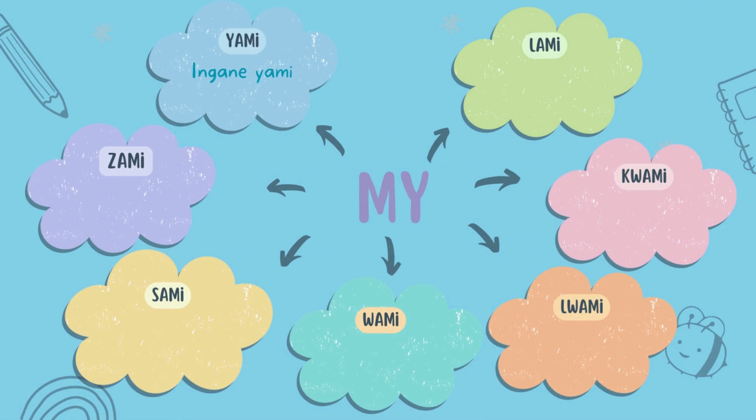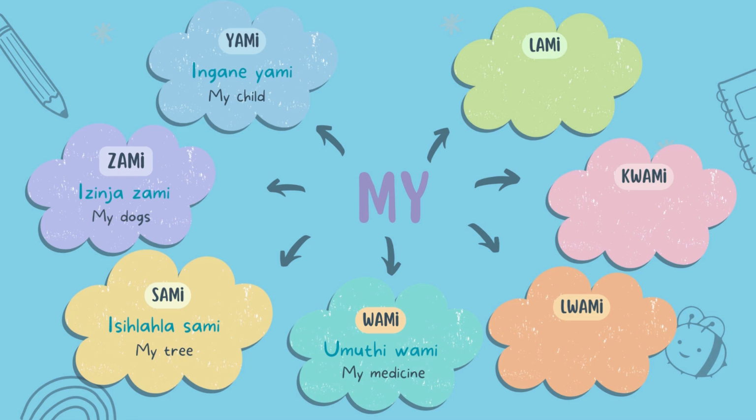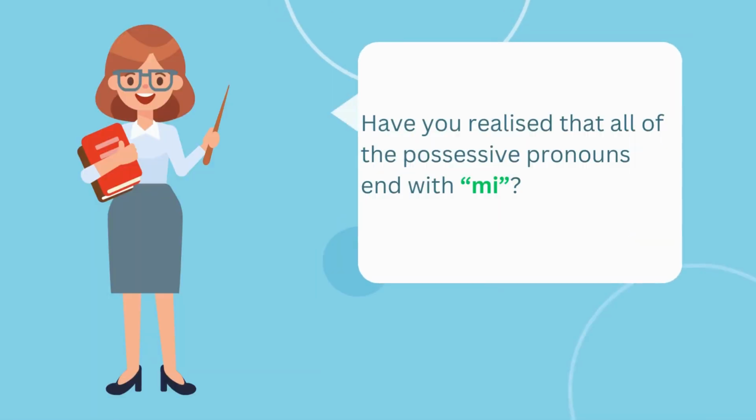Ingane yami, my child. Izinja zami, my dog. Isihlahla sami, my tree. Umuthi wami, my medicine. Usuku lwami, my day. Ukudla kwami, my food. Ikati lami, my cat. Have you realized that all of the possessive pronouns end with me?